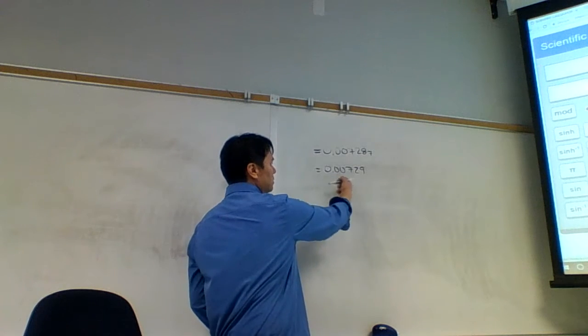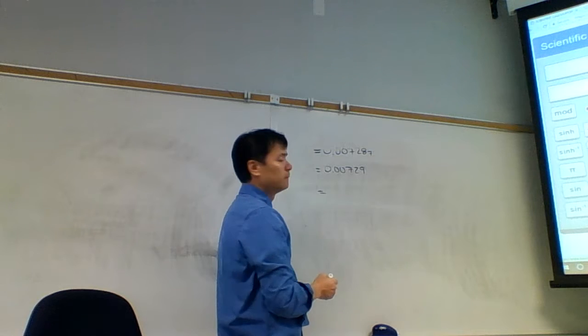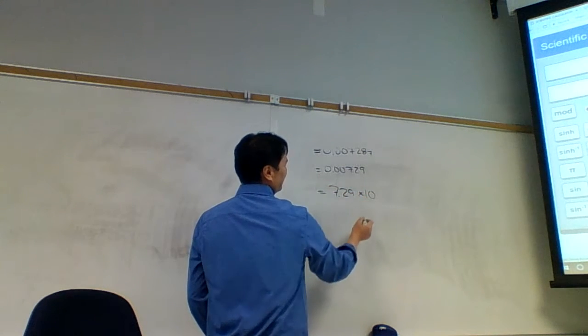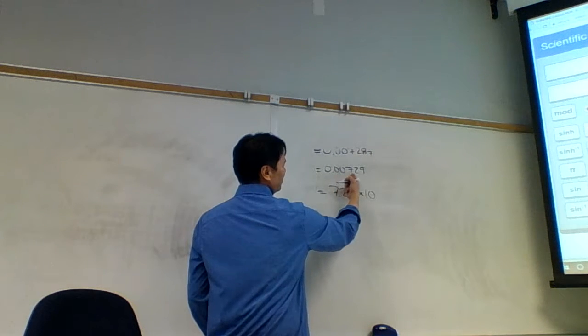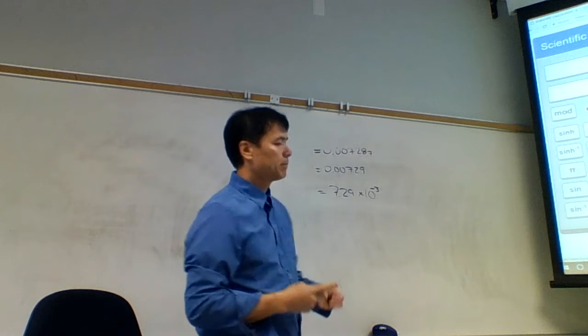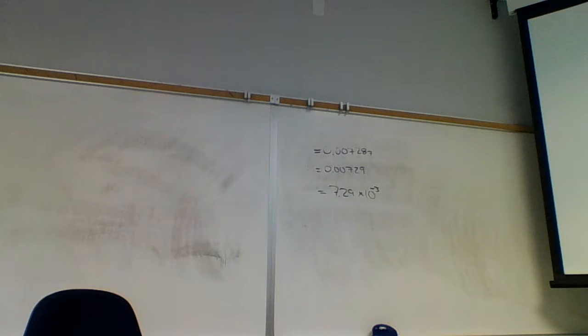If I were to write this in scientific notation, what would it be? 7.29 times 10 to the negative 3. So we make this smaller, we'll make this number bigger. So 7. So that's something new. That is, we have to deal with the sig figs there, particular problems.